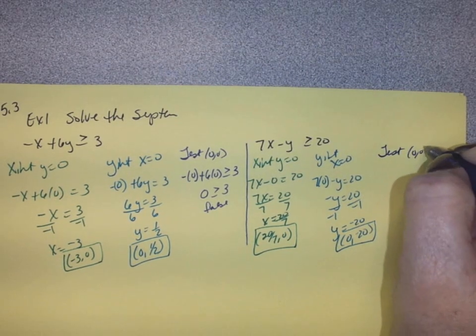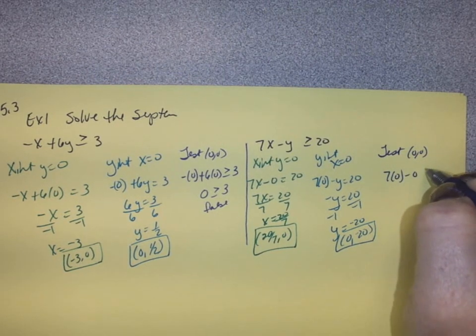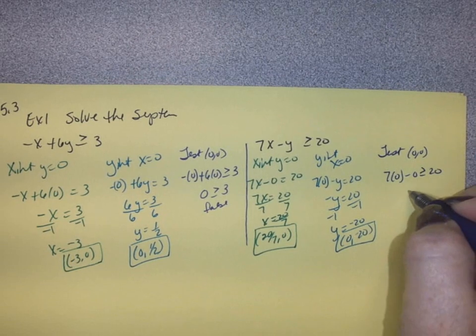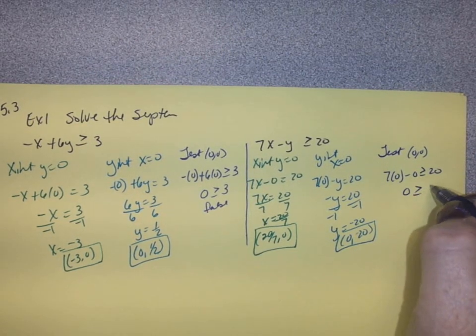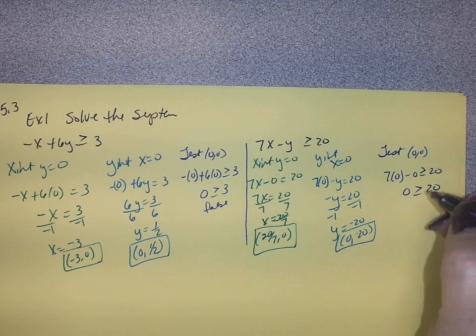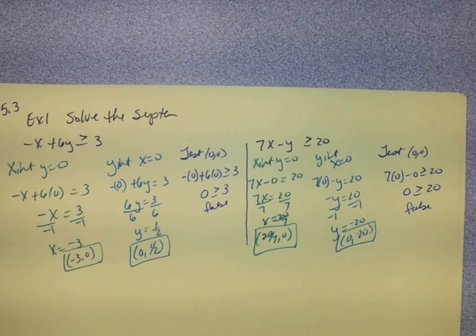And now we'll test (0, 0). So we have 7 times 0 minus 0, is it greater than or equal to 20? So we get 0 minus 0, which is 0 greater than or equal to 20. This again is false, so it will not be in our solution.